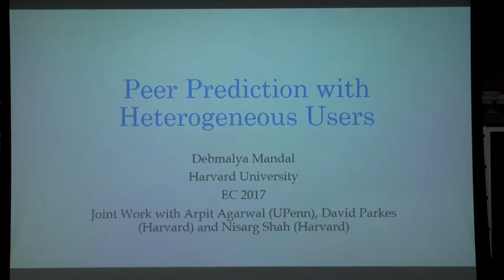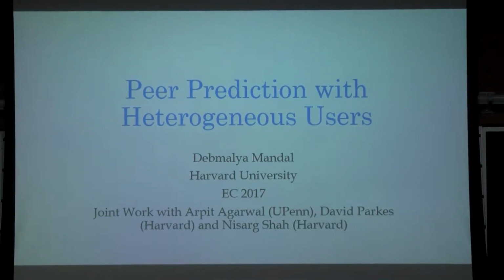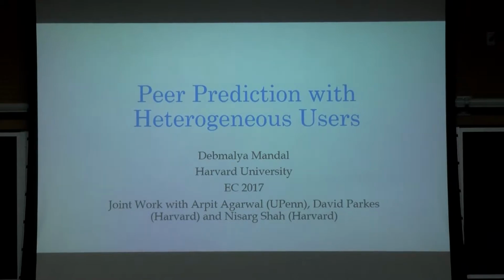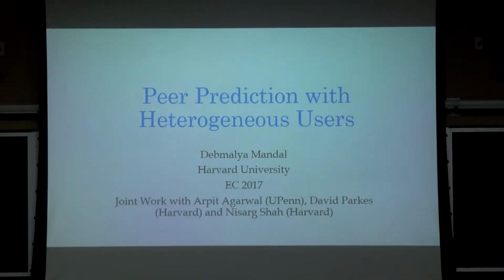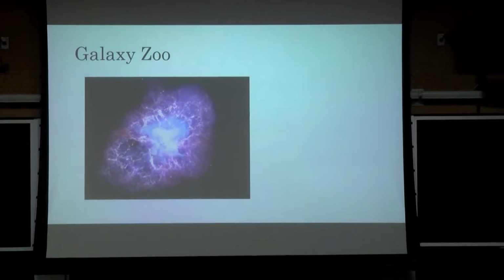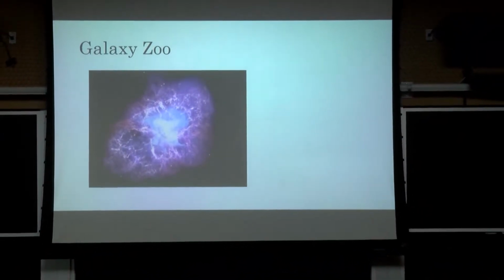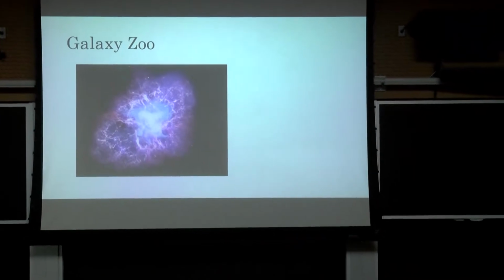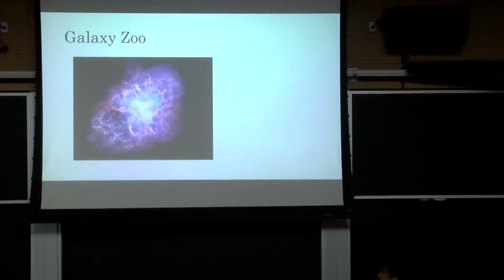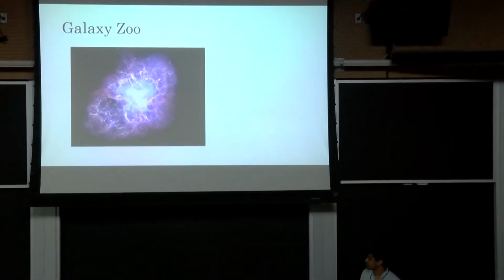Since Young has done such a good job explaining the basics of peer prediction, I'll just start with a motivating example about why heterogeneity of users is important in peer prediction. So let's consider Galaxy Zoo, a crowdsourcing project which asks users to label images, whether a particular image contains a supernova or not.